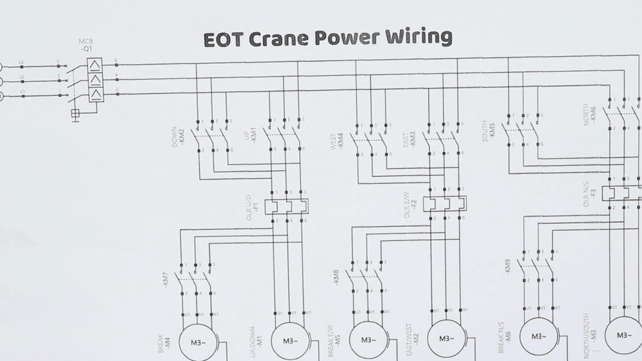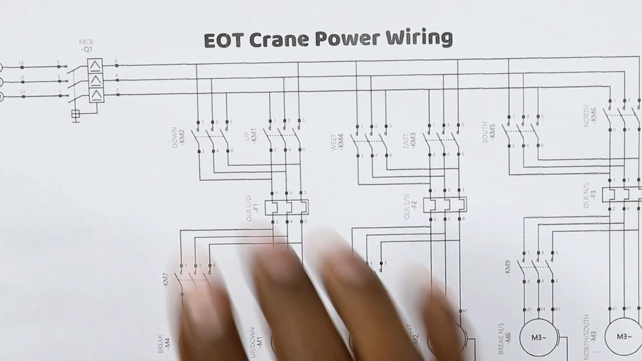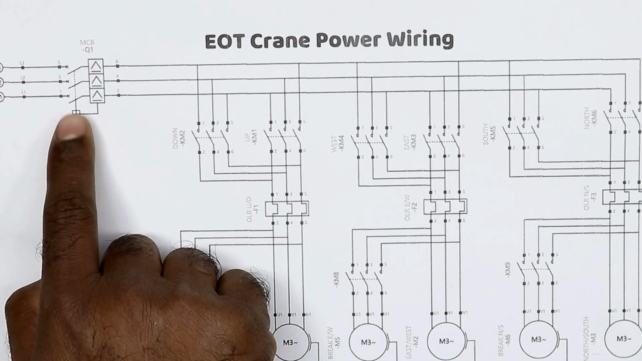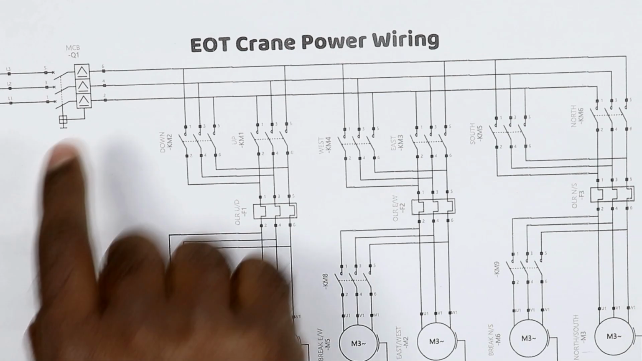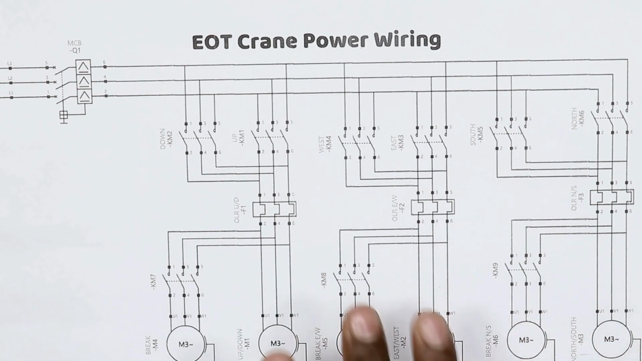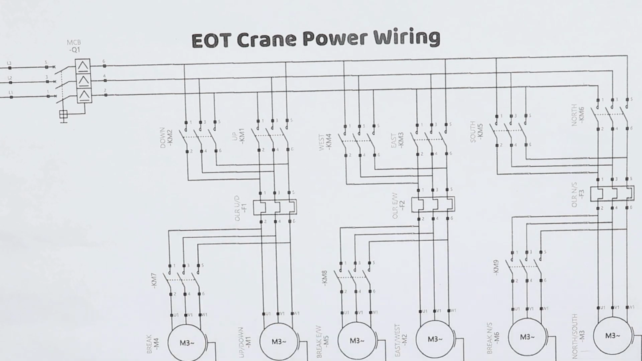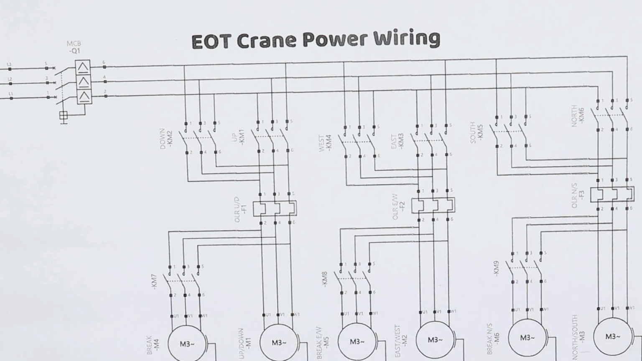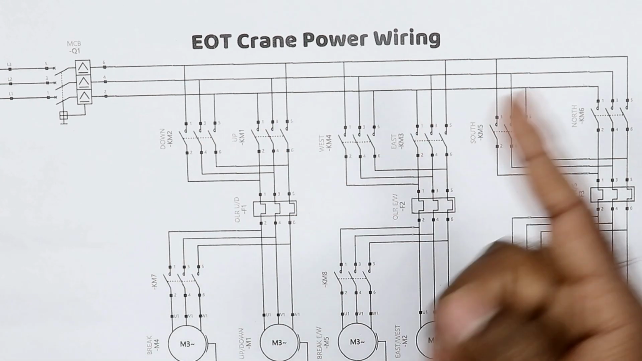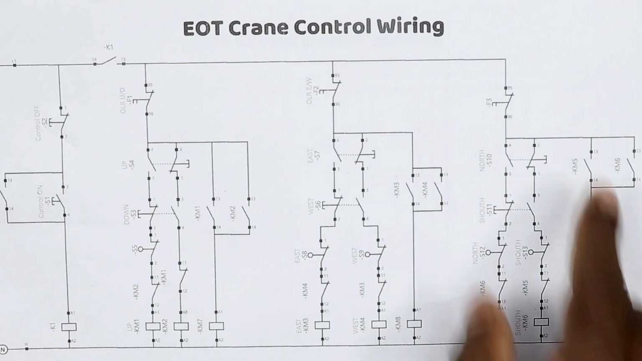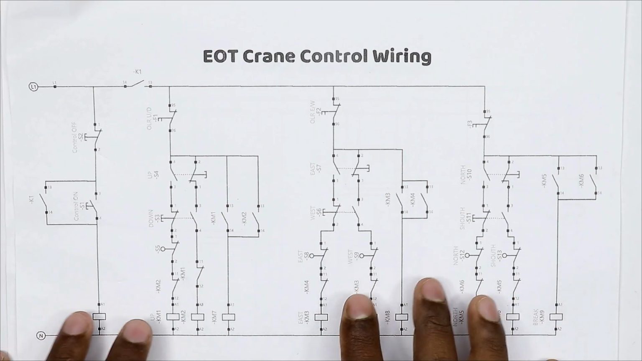So first of all, we check whether the power supply here is on or not. For this, I check the MCB. If the MCB is off, then by turning on the MCB, the motor will start running. If the MCB is on and the motor still does not turn on, then we check the control circuit diagram of all the contactors used to turn on these motors.